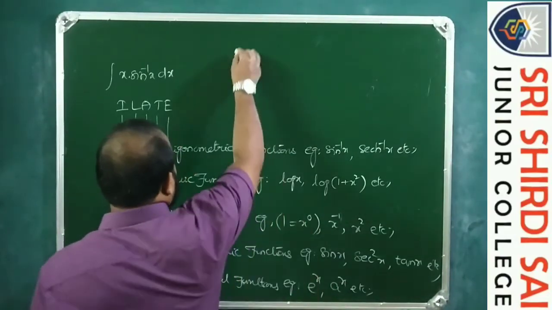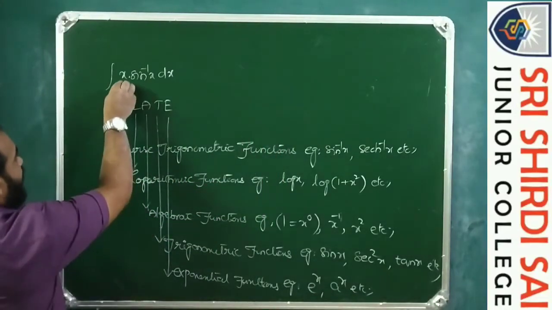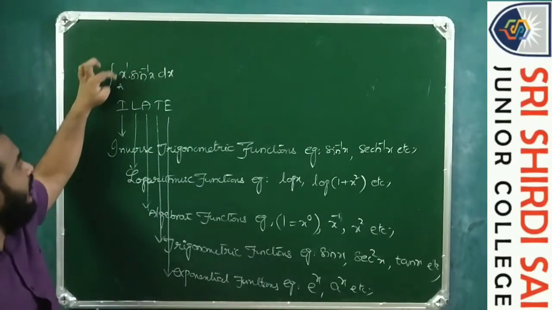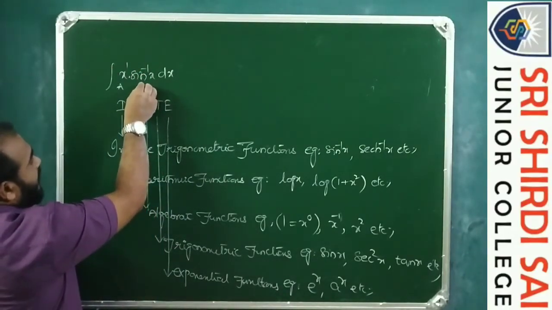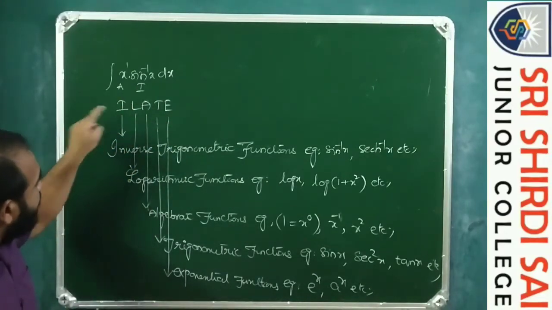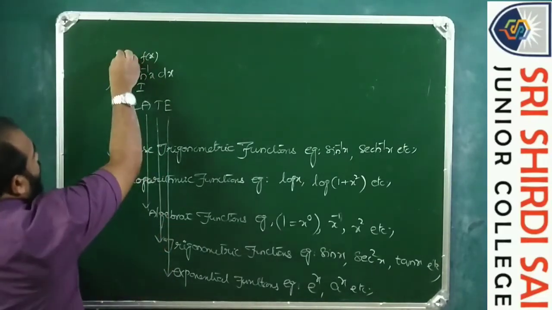For example, integral x sin inverse x dx. Here x is an algebraic function because this is x power 1, x power something. Sin inverse is an inverse trigonometric function. Now in ILATE, I comes first. Therefore this is f of x and this is g of x.